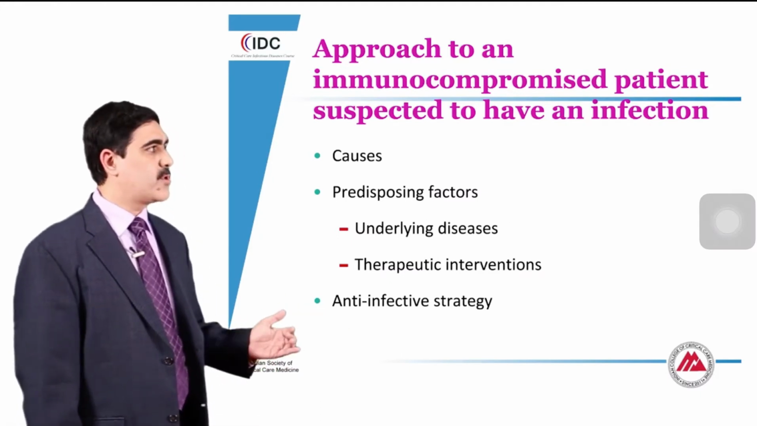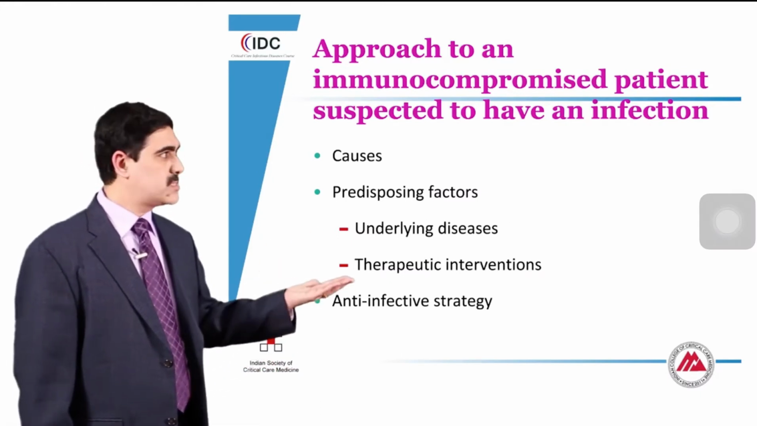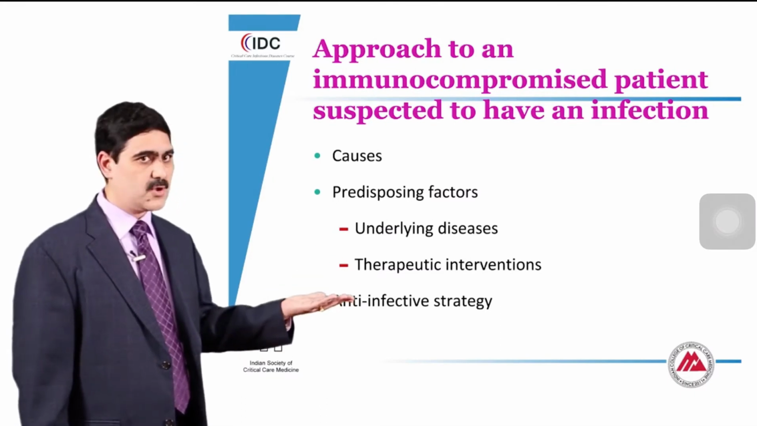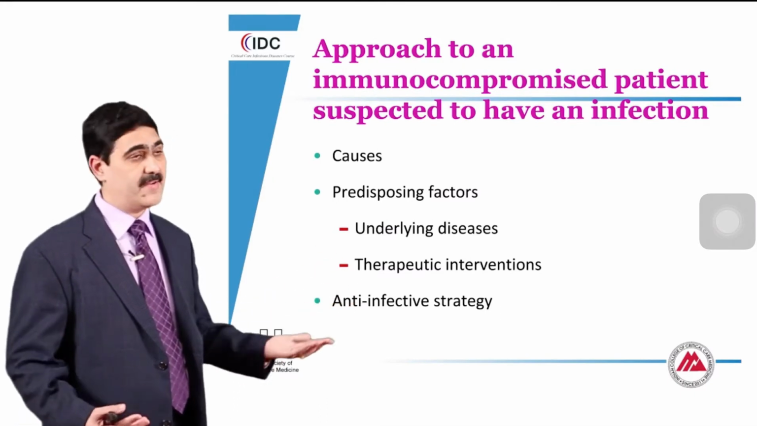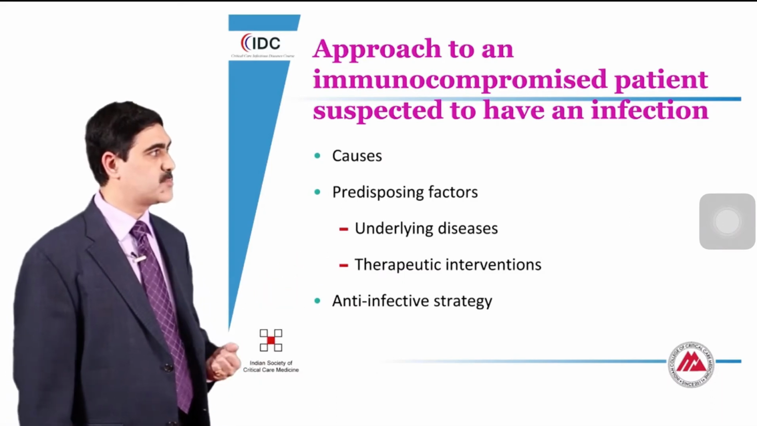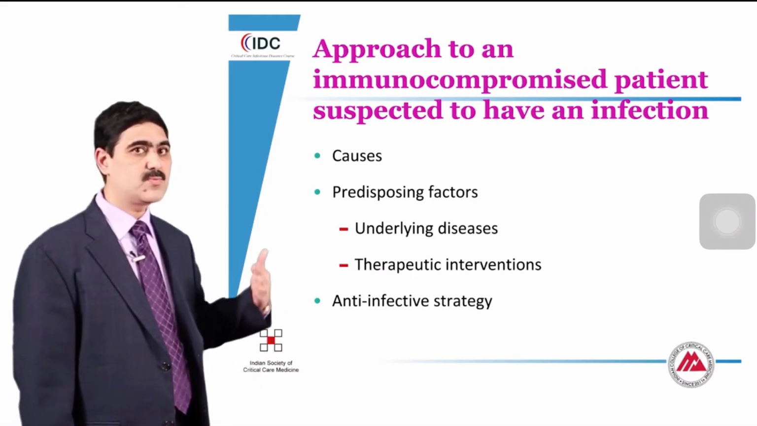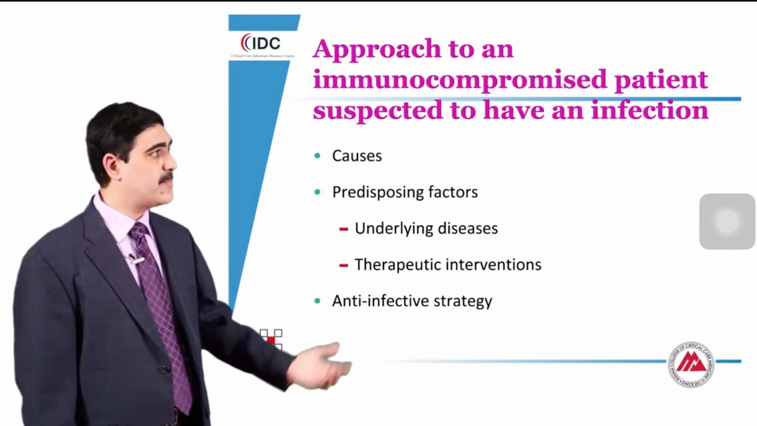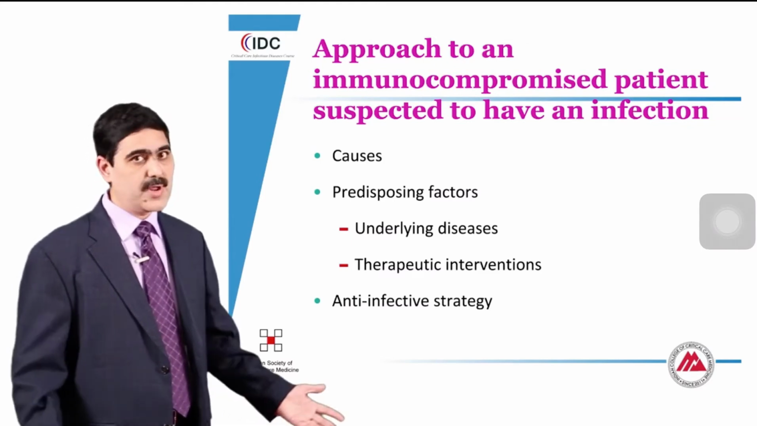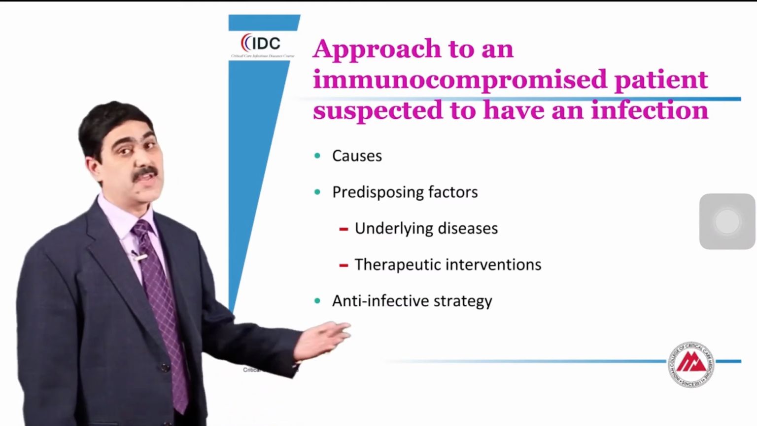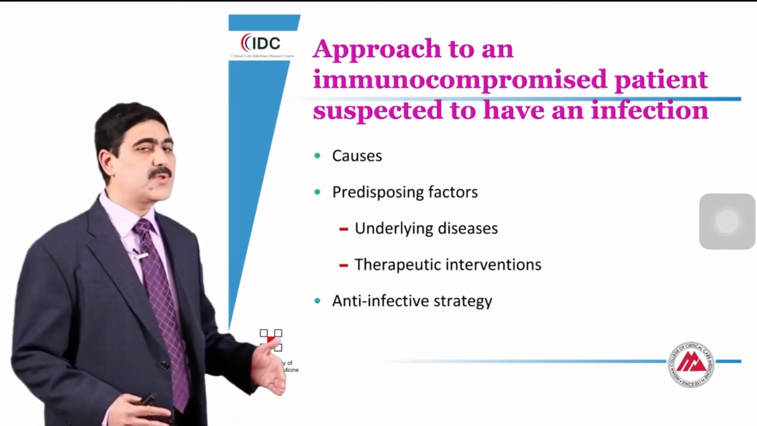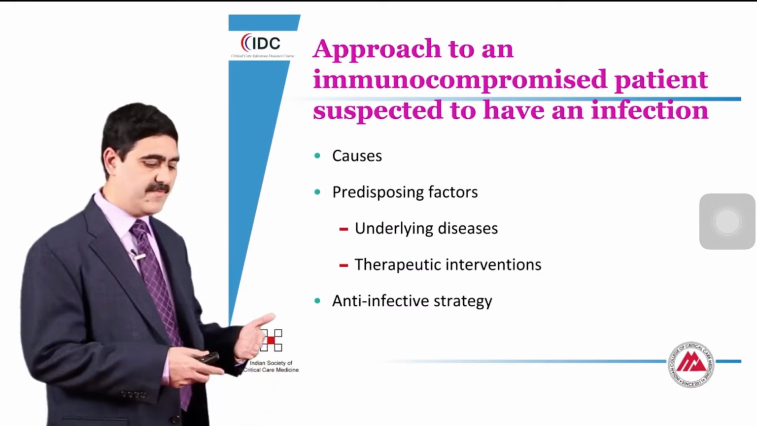Now, how do we approach these patients, the immunocompromised patient, particularly when you suspect that they have an infection? Of course, we need to find out the cause, why they are immunosuppressed or immunocompromised, why they have developed an infection, what are the predisposing factors, what are the underlying diseases, are there any therapeutic interventions that have been done for these patients that could have led to further immunosuppression in them. And we also need to come up with an anti-infective strategy.